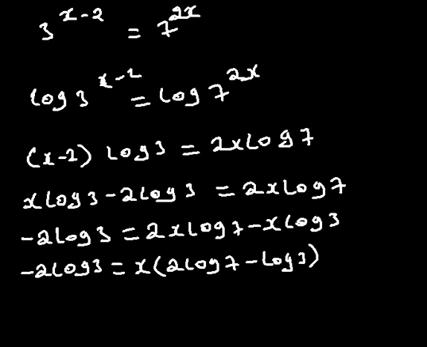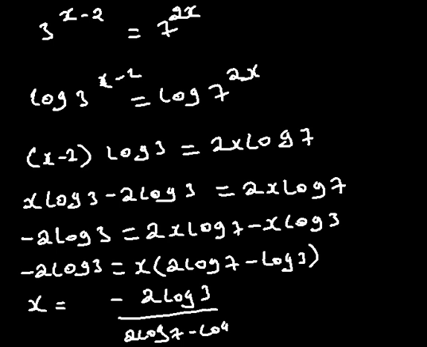Then we divide both sides by this in order to make x alone. So x is equal to negative 2 log 3 divided by 2 log 7 minus log 3. With your calculator you can proceed from there. That's how we solve for x at that point.